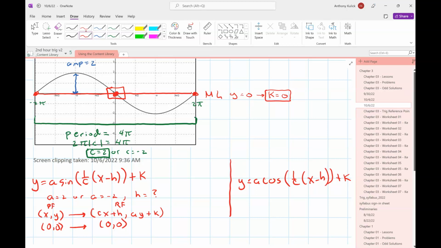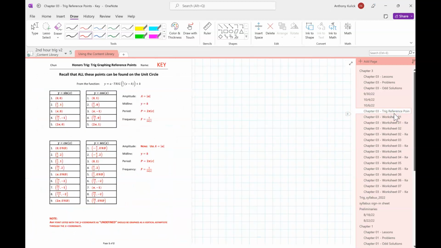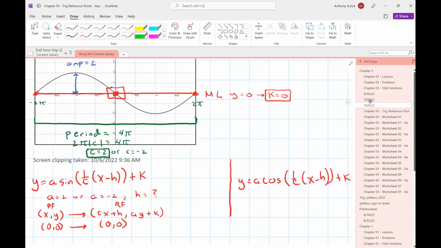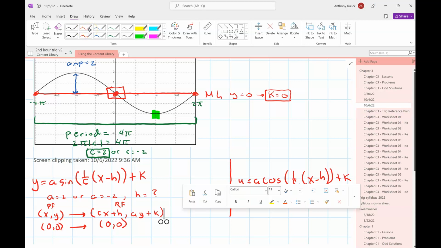So there's one more thing I need to consider when looking at the graph. If I go back and look at my parent function, notice that after 0, 0, I have a maximum. You guys see that? If I look at our graph, after 0, 0, I have a minimum. Do you guys see that? So those are actually two different kinds of midline points.